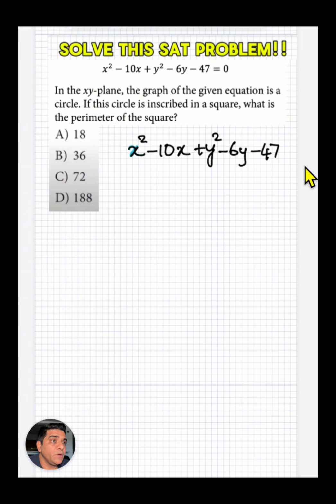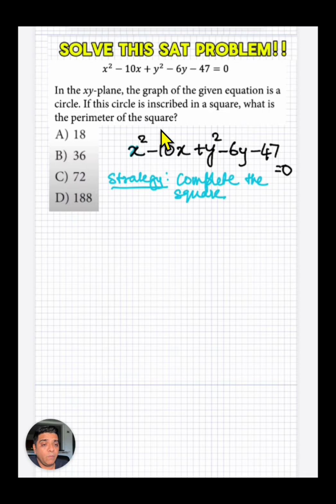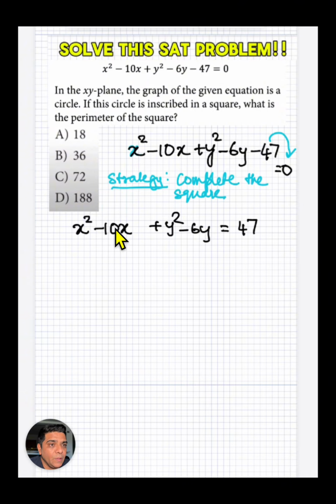Let's go ahead and write our equation down here, and then the strategy is to complete the square, to bring it into the circle formula that we can find the radius from. Okay, so let's work with x squared minus 10x. This is the b term for the x squared minus 10x. So (b/2) whole squared gives us the term we have to add and subtract to make this into a perfect square trinomial.